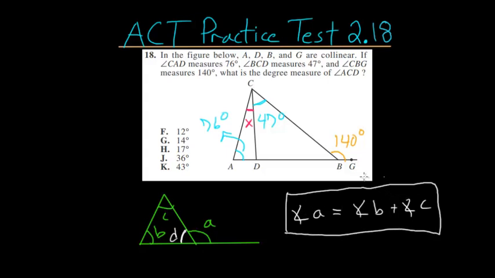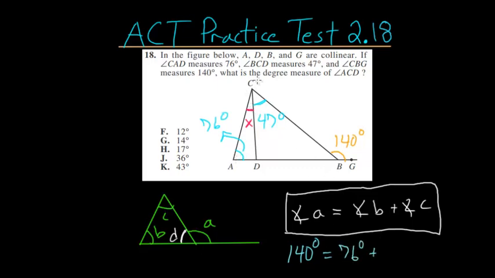So all we have to do is apply this equation to our particular problem. And to do that, we know the exterior angle here. It's this 140 degrees. So we have that 140 degrees is equal to, and then we have to add together this angle and this angle here. And we know the bottom angle. We know this angle here, CAD, that's just 76 degrees.